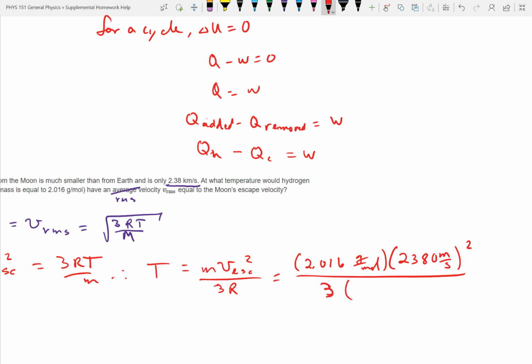And what is the value for R? You don't have that equation sheet. I don't have it either. And you'd think that me as the teacher would have something like this memorized, but 8.314 joules. 8.31. Yeah.